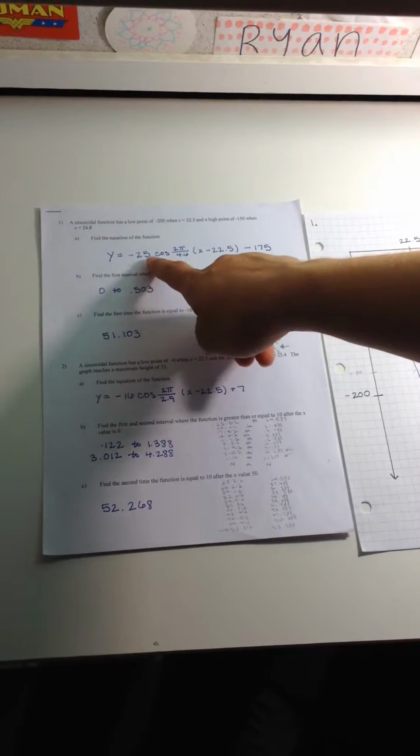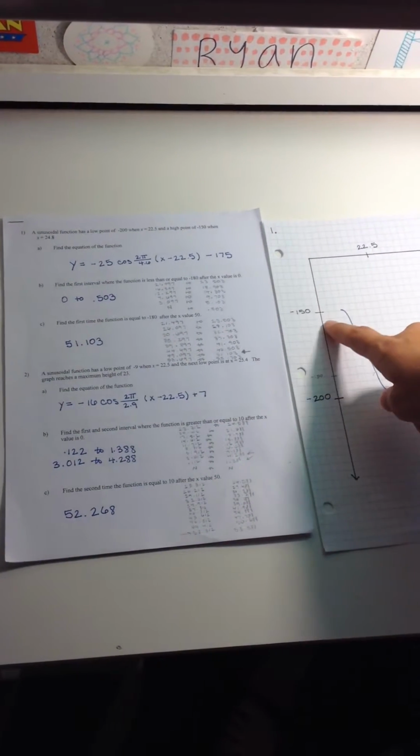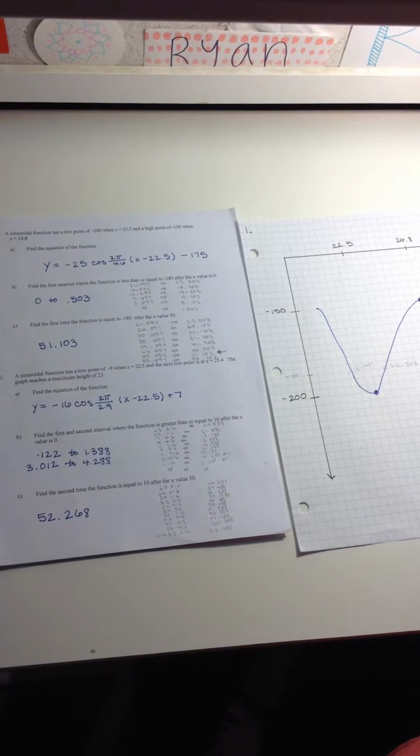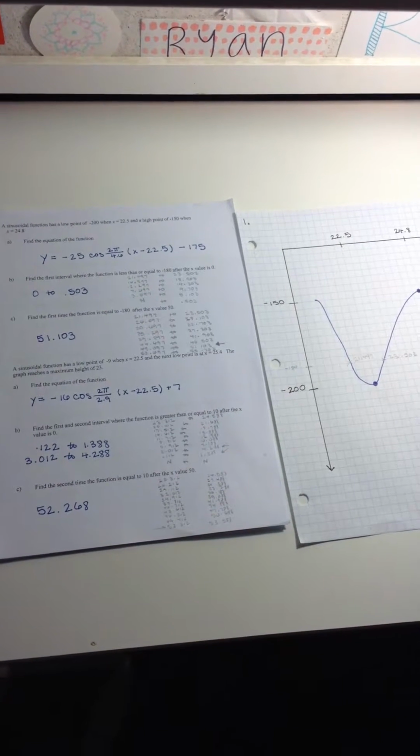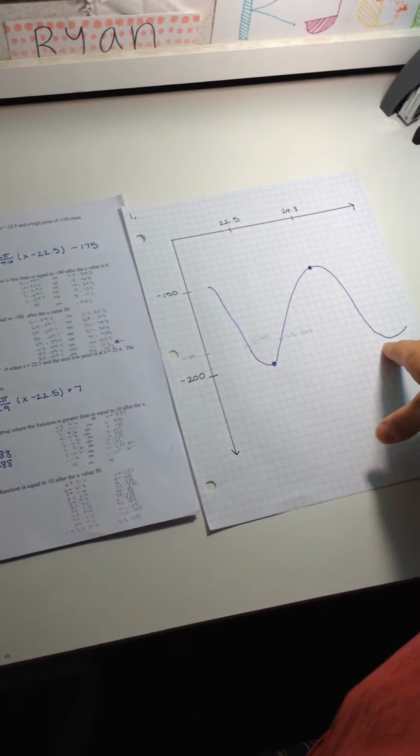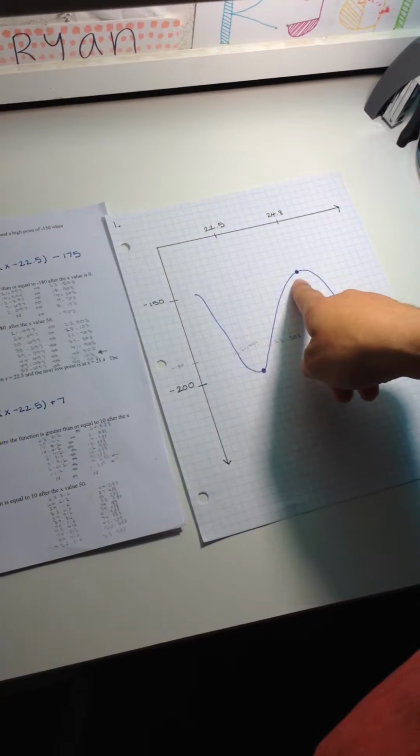So to find the first term in your equation, you take the difference between your high and your low and divide it by 2, which gives you 25. In this problem, it is negative because the cosine starts down and ends down. If it was a positive cosine, it would start up and end up.